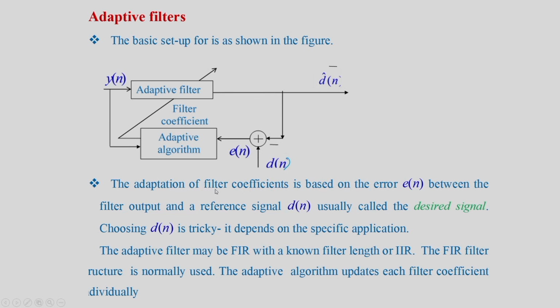The adaptation of the filter coefficients is based on the error e[n] between the filter output and a reference signal d[n], usually called the desired signal. Choosing d[n] is tricky; it depends on the specific application. For example, we showed how we can choose d[n] in the case of adaptive channel equalization and adaptive system identification.